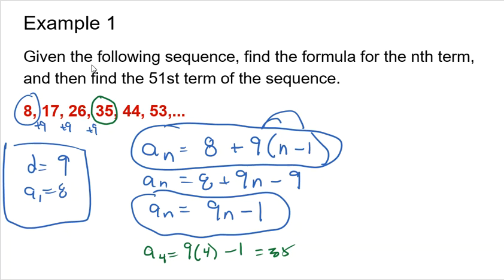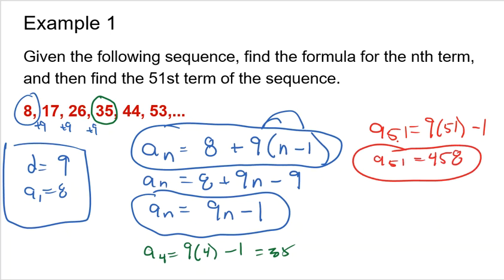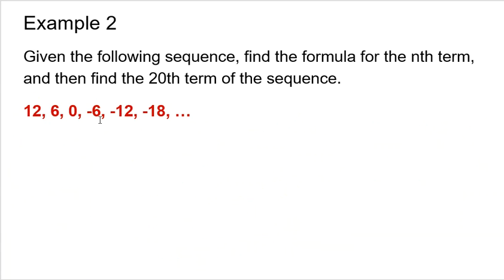Okay, now the second part of the problem said, after you do all that awesome work, can you please go ahead and find the 51st term? And that's the beauty of the nth term formula, is you can find any term you want. All you got to do is plug in 51 minus 1. Feel free to grab a calculator. I know that I'm grabbing my calculator right now. I can't do that in my head. And I get 458. So the 51st term is 458. So how easy is that? Very, very, very simple. You only need to know 2 numbers, and they're really not that hard to find at all. All right, let's do a second example here.